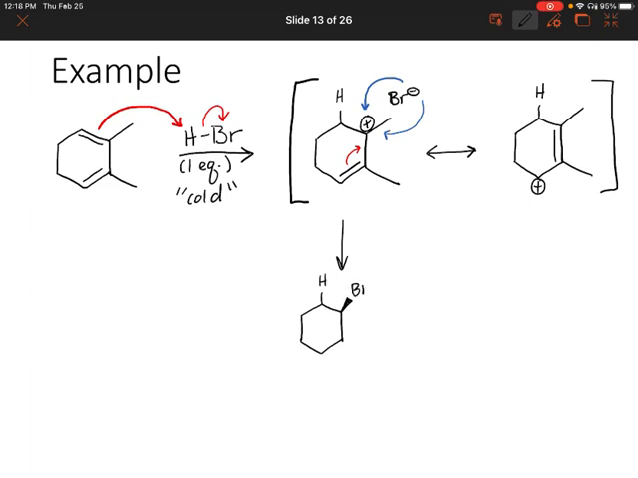I'll just draw one of them, and we'll write plus En for the other enantiomer. Okay, and then once our other resonance structure has formed, the bromide ion will attack the positively charged carbon, and we should end up with our other product.